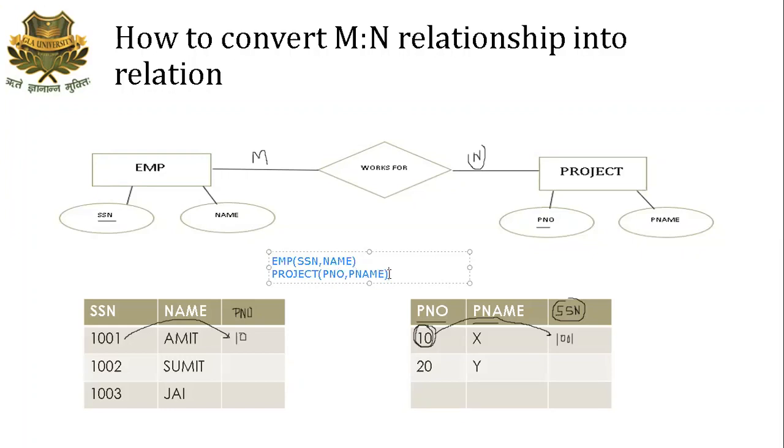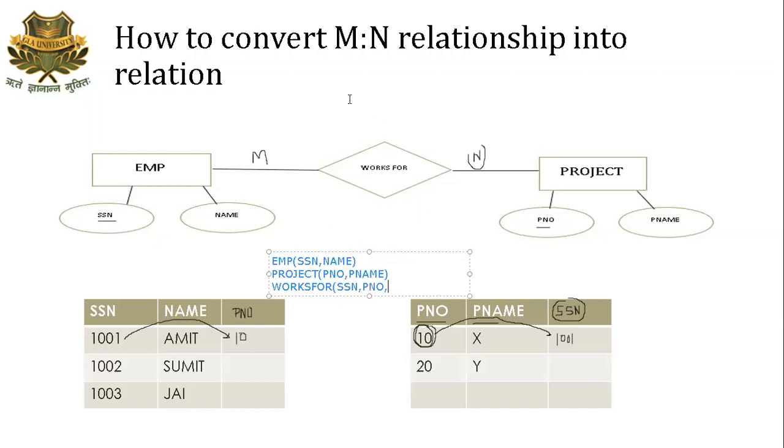So you have to write a third table, suppose the works for table, and in this table put the primary keys of both strong entities. For the employee relation, the primary key is the social security number, and in the project, the primary key is the P number, right? So create a third table, the works for table, and in this just put the social security number and project number.